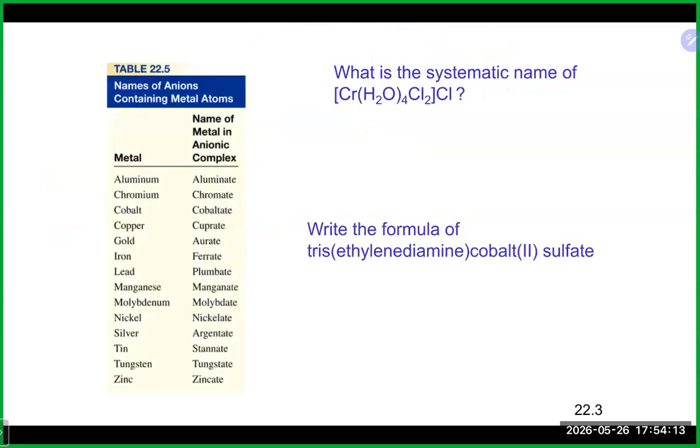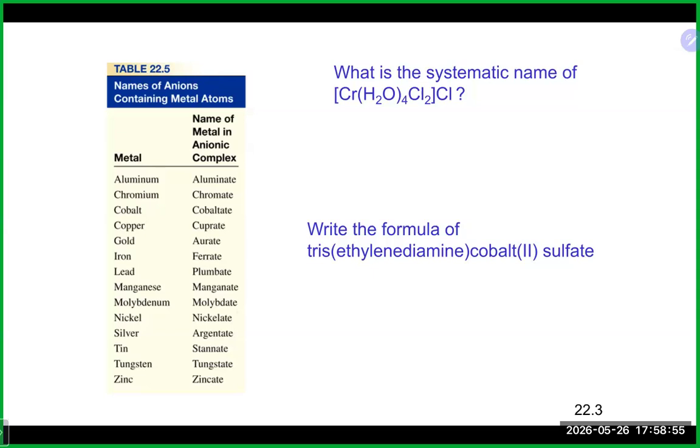All right, let's try a couple more here. Top one, we're going to go name. Bottom one, we're going to go formula. So write the proper name up on top and the proper formula there on the bottom. Okay, so let's take a look and see how we're doing on this.